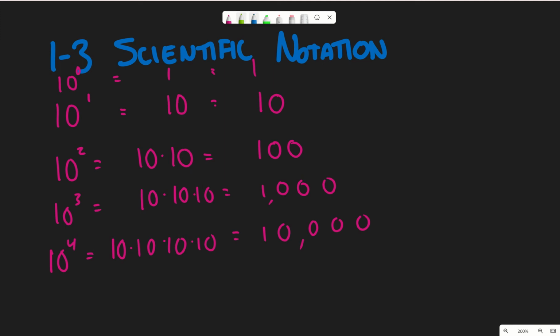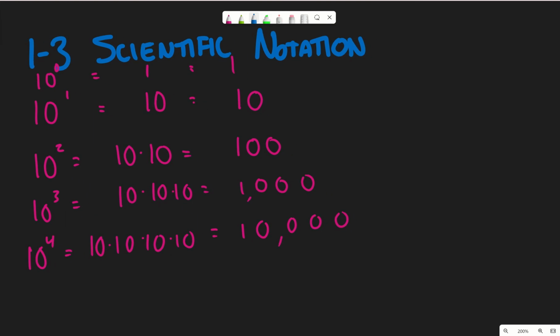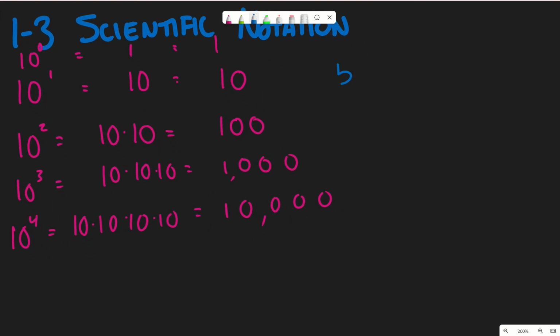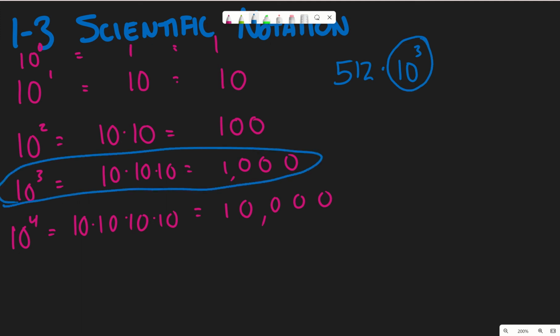So let's say I have something like, we'll go with 512 times 10 to the power of 3. Okay, well, 10 to the power of 3 is 1,000. So really this is 512 times 1,000. And now timesing something by 1,000 means I'm going to add my 3 zeros to the end, and I'm going to get 512,000.